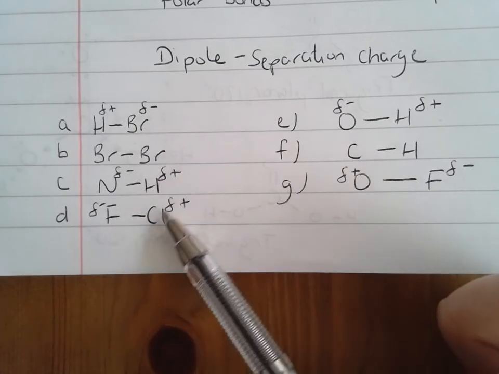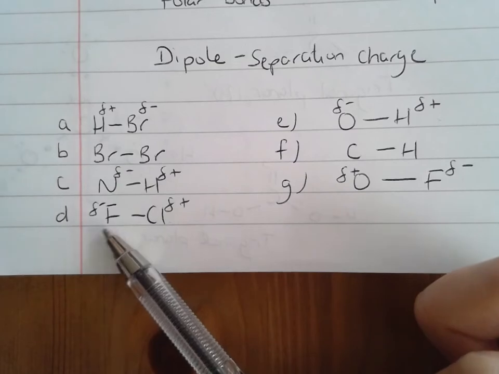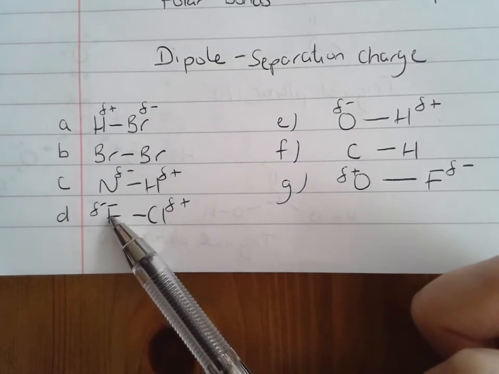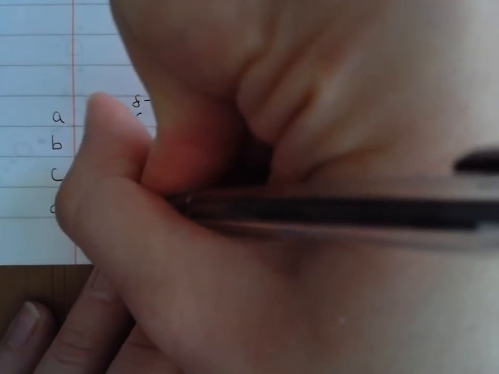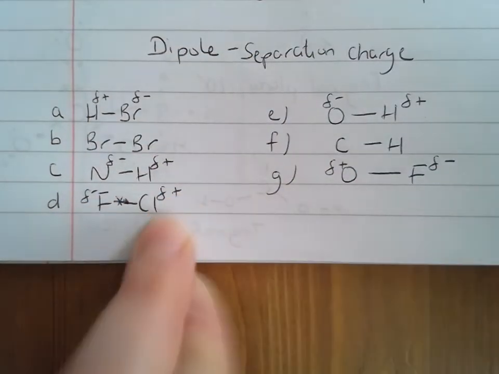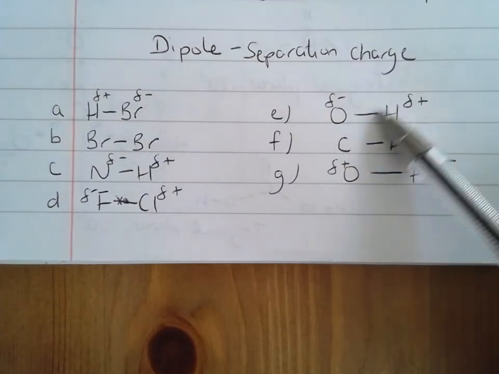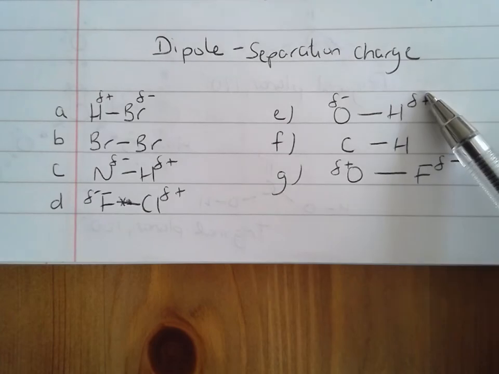Between fluorine and chlorine, chlorine is an electronegative element, but fluorine is more electronegative. Fluorine is the most electronegative element. So in this bond, fluorine is going to have a greater pull on those electrons. Fluorine will be delta negative, chlorine will be delta positive. Over here, we've seen this one already. Polar bond, oxygen's delta negative, hydrogen's delta positive.